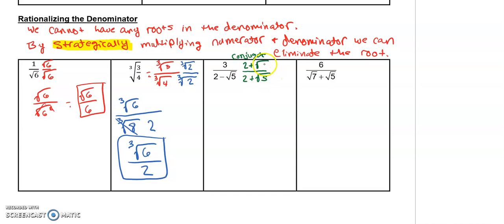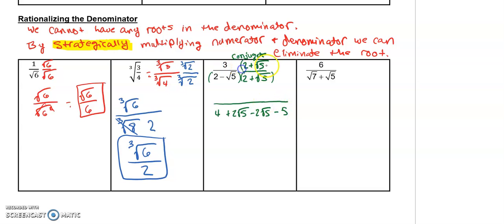Remember, you can only ever multiply by 1 here, so it's got to be the same thing over itself. Don't make the mistake of assuming the denominator is going to be gone. We need to distribute, and what you'll see is those middle terms are going to cancel out. So let's do the denominator first. 2 times 2 is 4. Then I have plus 2 root 5. Then I have minus 2 root 5. You'll notice those cancel because they're the same terms with opposite signs. And then negative times positive is negative. Square root of 5 times the square root of 5 is 5.